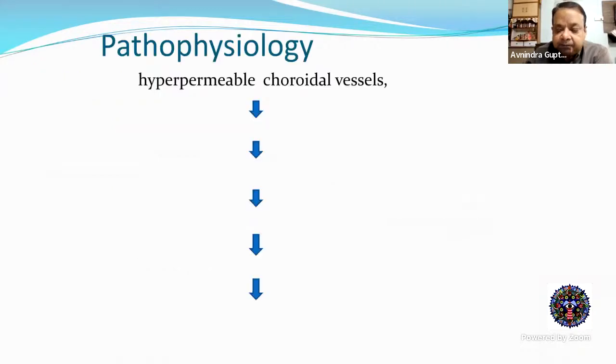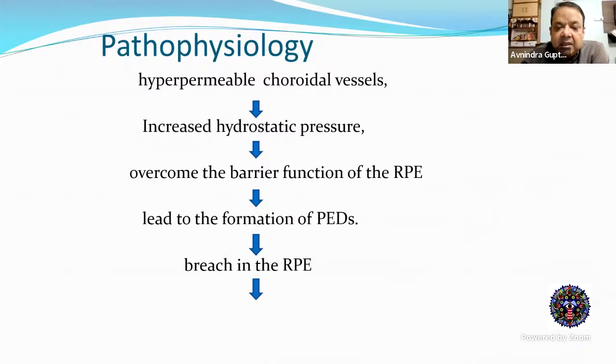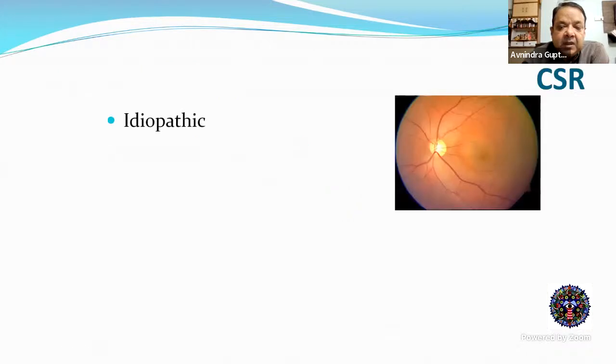call CSCR. If we look into the pathophysiology of CSCR, there are hyperpermeable choroidal vessels. Because of this, there is an increased hydrostatic pressure. This overcomes the barrier function of the retinal pigment epithelium and leads to formation of pigment epithelial detachment. There is a breach in the retinal pigment epithelium, which allows entry of fluid into the subretinal space. Another pathogenesis which has been postulated is the aldosterone or MR pathway.